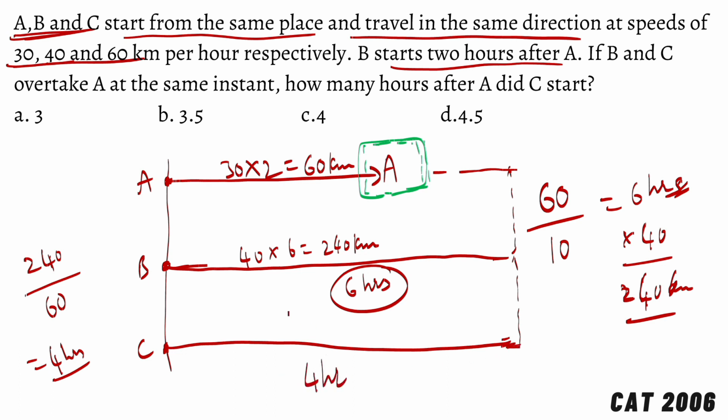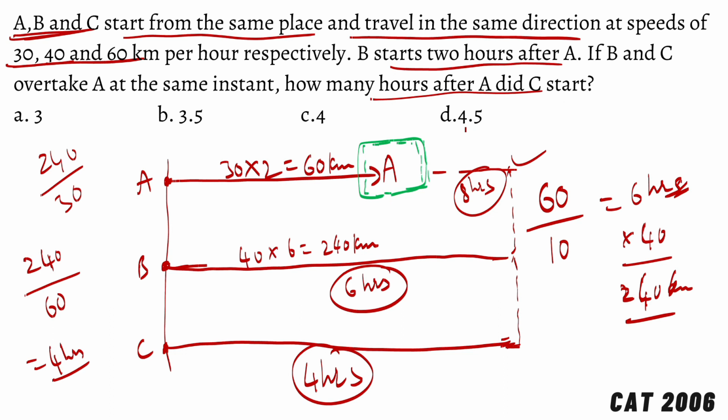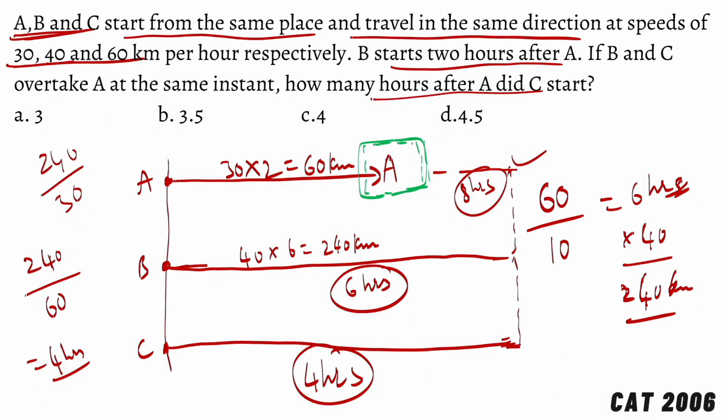And how much does A take to arrive at this point? The total distance A is traveling is 240 and the speed is 30. So A takes 8 hours to come to this point. How many hours after A did C start? 8 minus 4, which is equal to 4 hours. So the answer is option C.